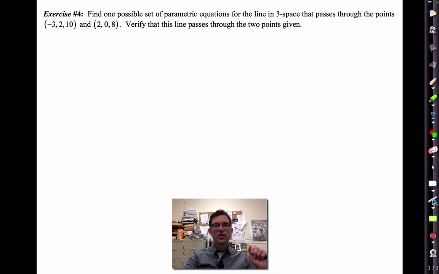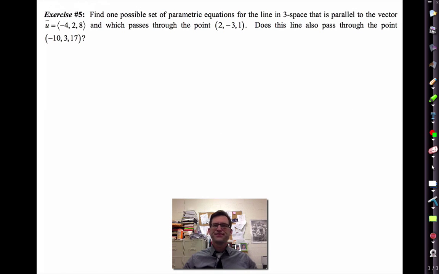All right, let's go on to another problem involving lines in 3-space. I think this one's going to be pretty easy. It says find one possible set of parametric equations for the line in 3-space that is parallel to that vector. So they're just giving me the parallel vector. There it is, -4, 2, 8, and passes through the point 2, -3, 1. Then it asks, does this line also pass through the point -10, 3, 17?